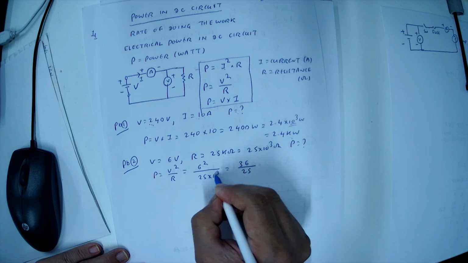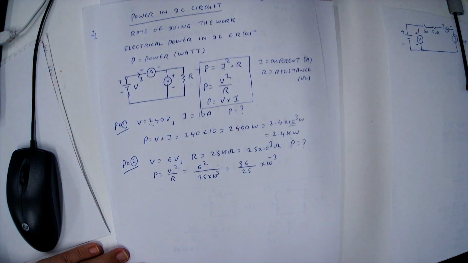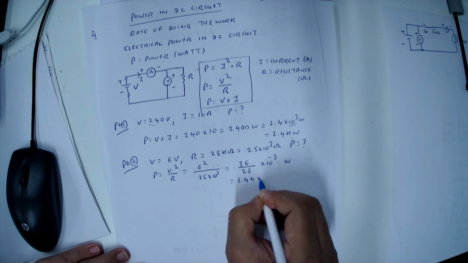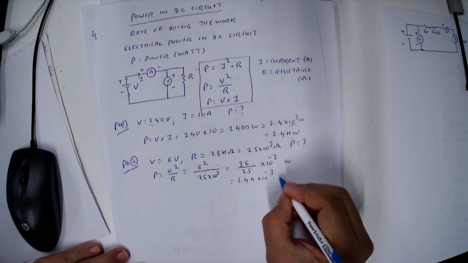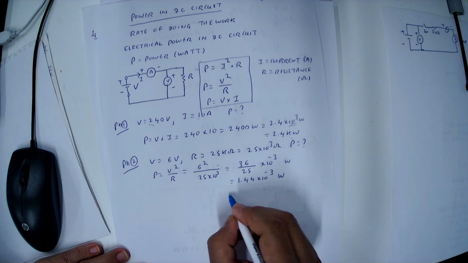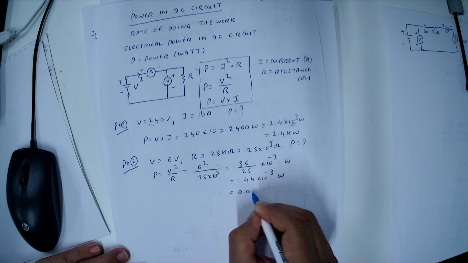The 10 power 3 goes to the numerator, so that will be 10 power minus 3. So 36 divided by 25, what you got is 1.44 into 10 power minus 3. That is 1.44 multiplied 10 power minus 3 watt. If you divide the 1.44 by 10 power 3, what you got is 0.0144 watt.